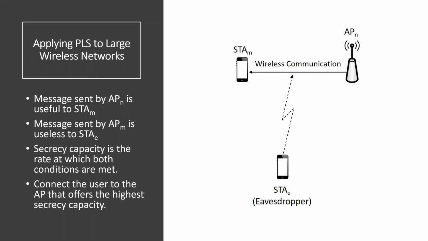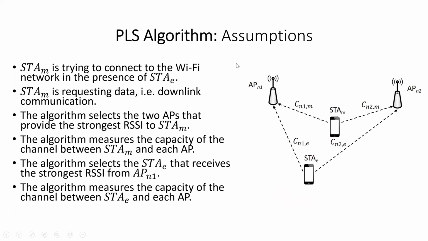However, in the presence of an eavesdropping station, we believe that physical layer security can be implemented such that we select the access point that verifies the following conditions. One, it provides the most useful message to the legitimate station, and two, it provides the most useless message to the eavesdropping station. Meeting these two conditions is called secrecy capacity. So what we're trying to achieve here is to find the access point that offers the highest secrecy capacity to the legitimate station. To do that, let's present a model and make certain assumptions to implement this algorithm.